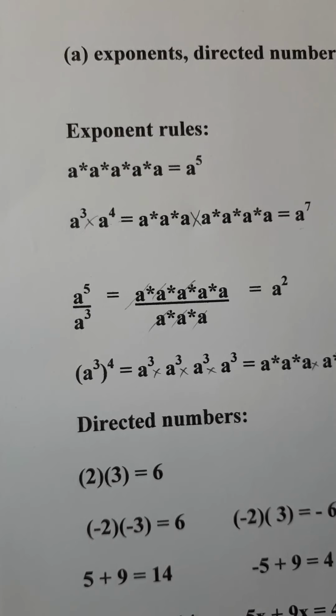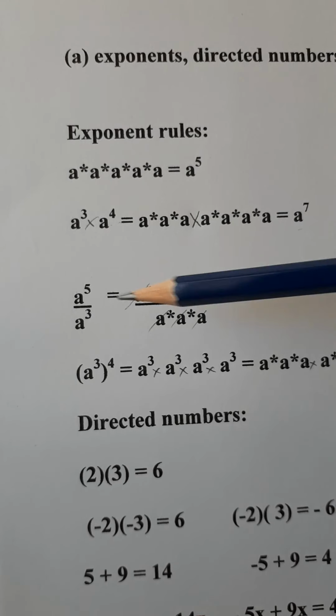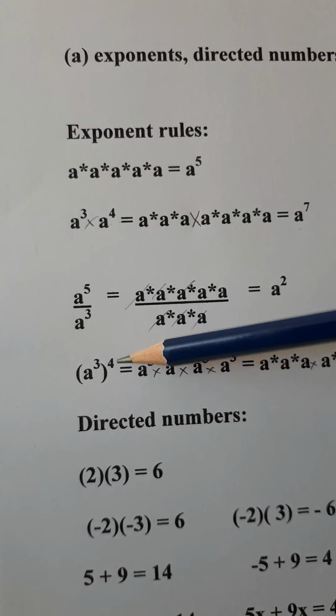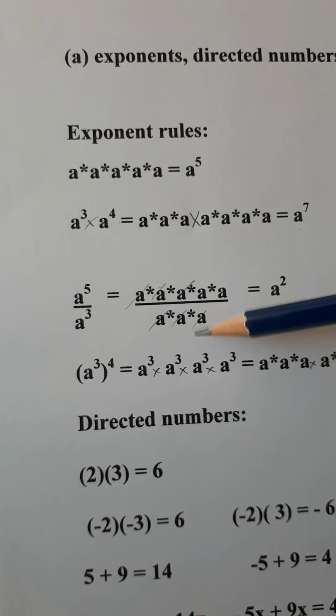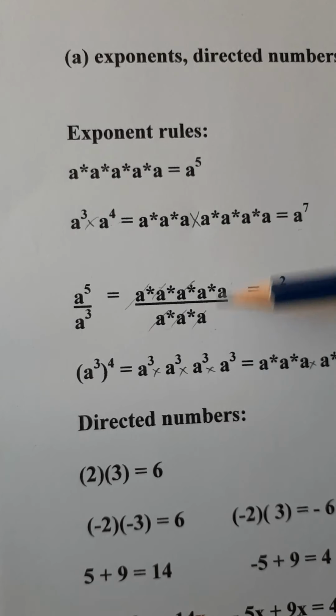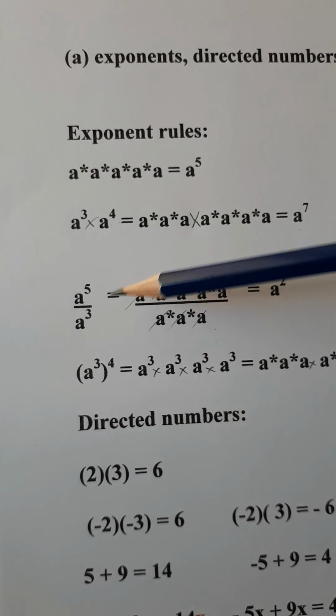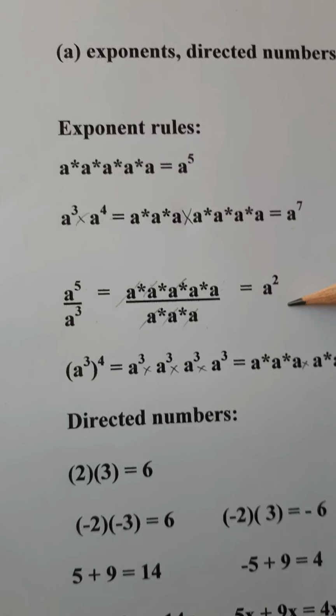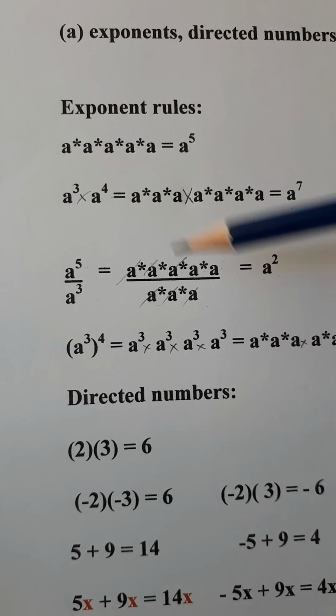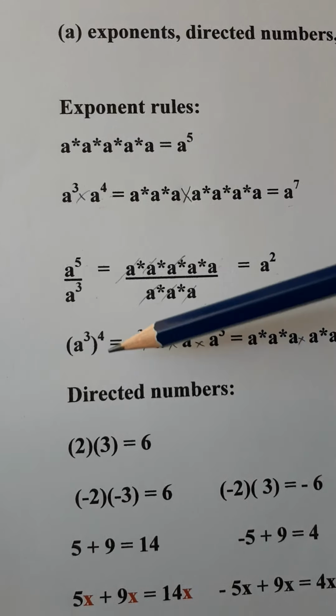When you divide a to the power 5 by a to the power 3, what happens? On the top you have 5 a's, on the bottom you have 3 a's. So 3 of them will cancel out, and you end up with a to the power 2. So simply what you have to do is subtract 3 from 5. 5 minus 3 is 2. Now see the difference between this operation and this one.